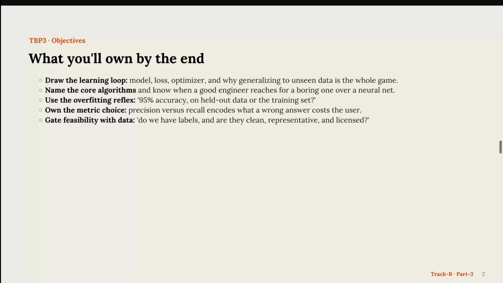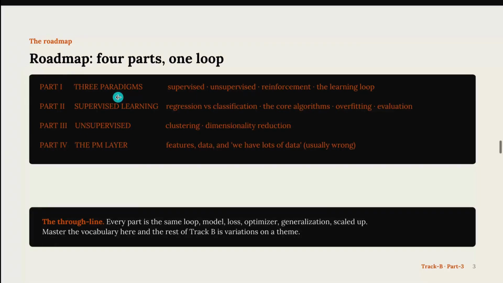And here is what the roadmap looks like. We'll start with the first three paradigms. We'll look at supervised and unsupervised learning models today. Reinforcement we will look at in the future, but very clearly the learning loop will be discussed today. For supervised learning, we will look at regression and classification models, the core algorithms that we could use, how to avoid overfitting, and how to evaluate them. For unsupervised learning, we will look at clustering as the primary algorithm here, and we'll look at dimensionality reduction, why we should reduce the dimensions when necessary and when it can be done.